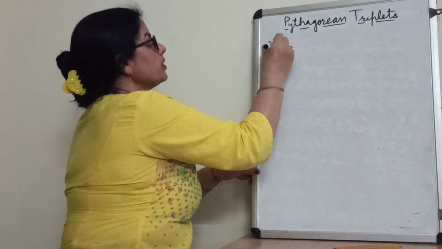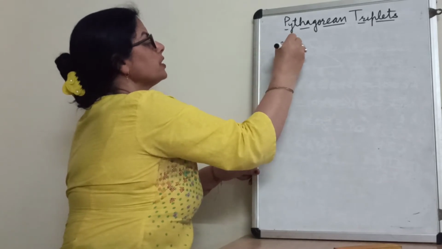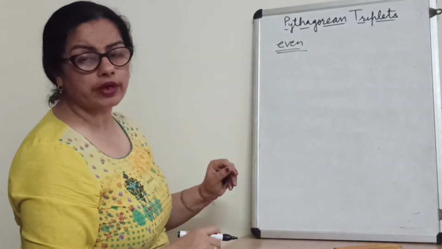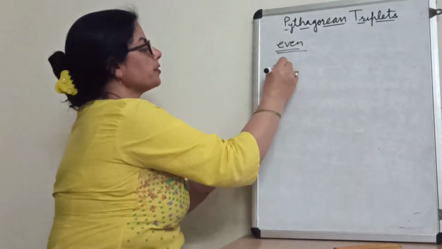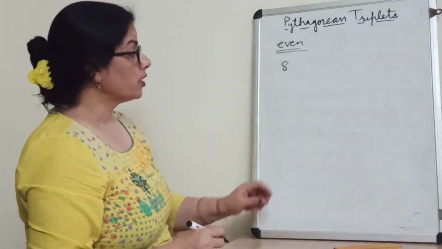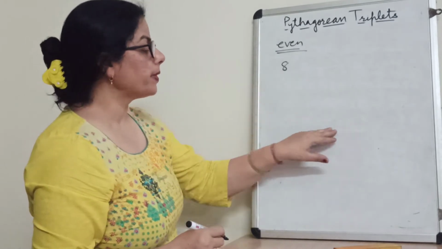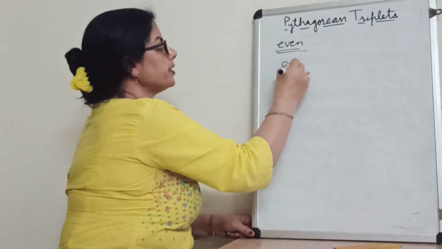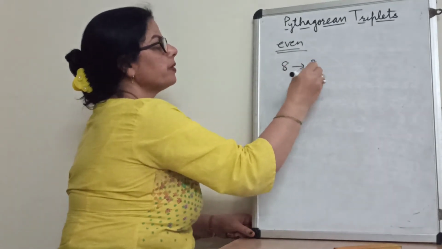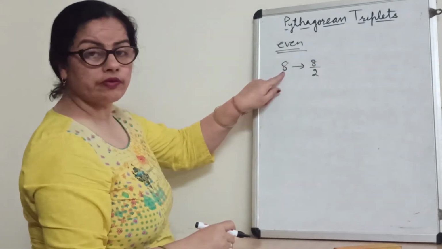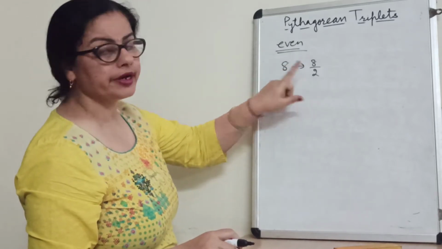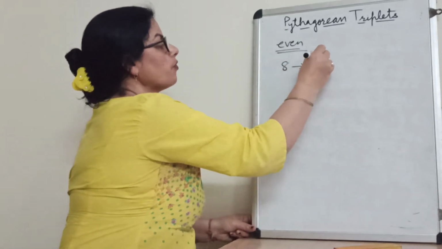If a number is even, then how will we make a Pythagorean triplet? Any even number you can take. Let us take 8. 8 is an even number and I want to make a Pythagorean triplet. So first we will divide this number by 2, because it is an even number and it is easily divisible by 2. So the first step is divide by 2. What will you get? 4.